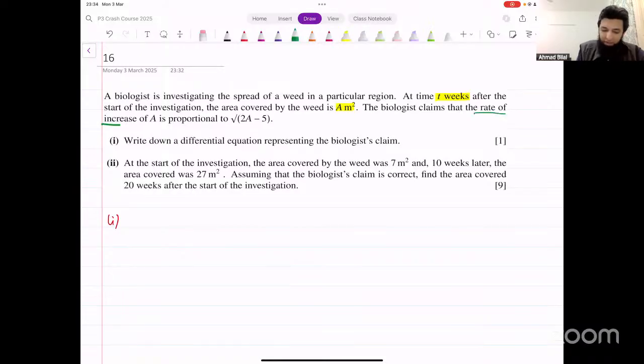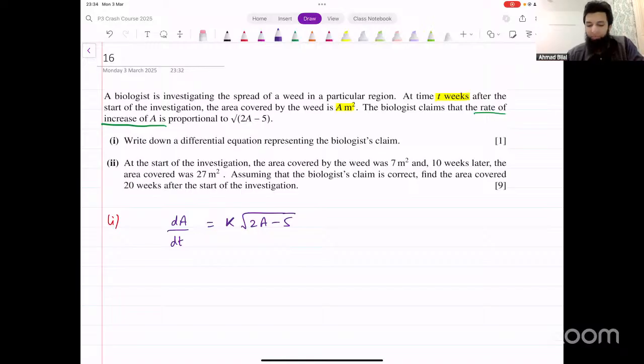Rate of increase of A. How do you write that? dA over dt. That is proportional to this. That equals k times square root of 2A minus 5. And that's it. That's the equation that they wanted you to write.